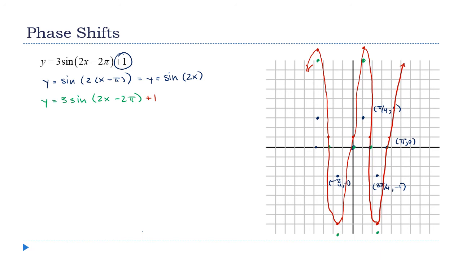We have the amplitude is 3. Let me write it all out here for us, just to summarize. The amplitude is 3. The phase shift was pi to the right. The period was 2 pi divided by 2, which is pi. And finally, we have this up 1 shift.